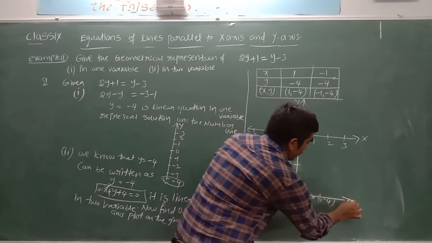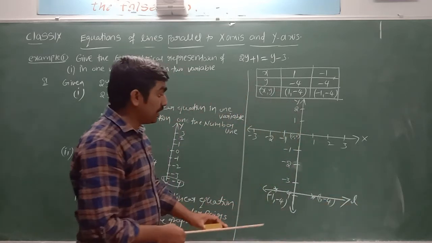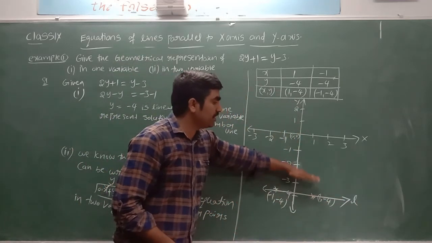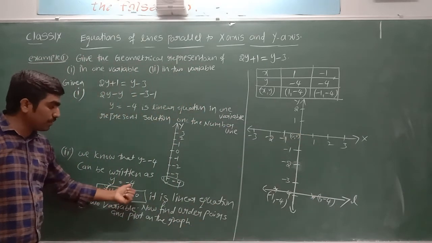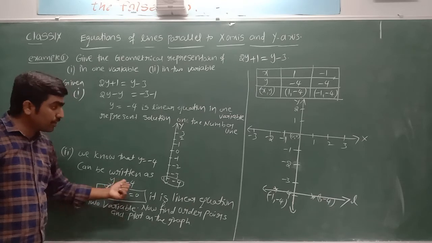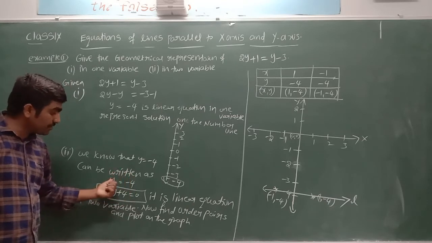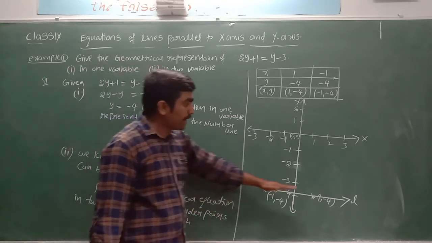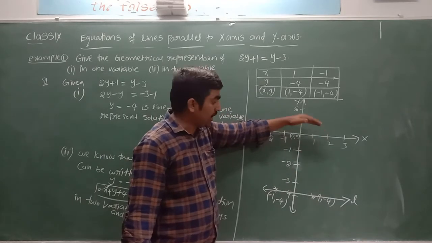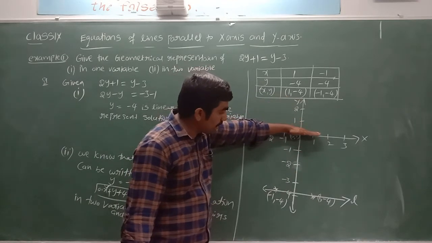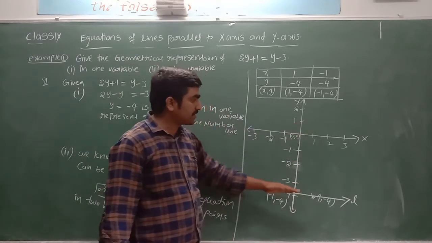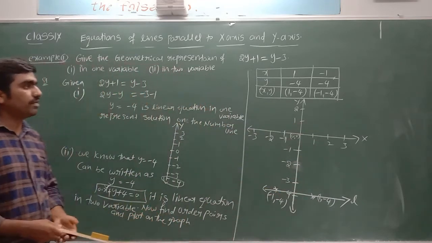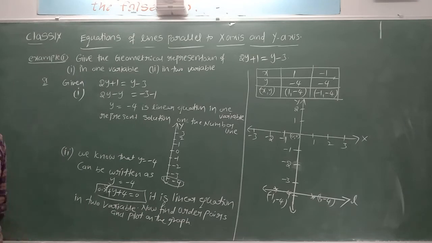Let me take one line here. Now tell me, this line L is parallel to which axis? X-axis. So when the equation of a line is y is equal to -4, it is parallel to the x-axis, and also it is 4 units away from the x-axis.